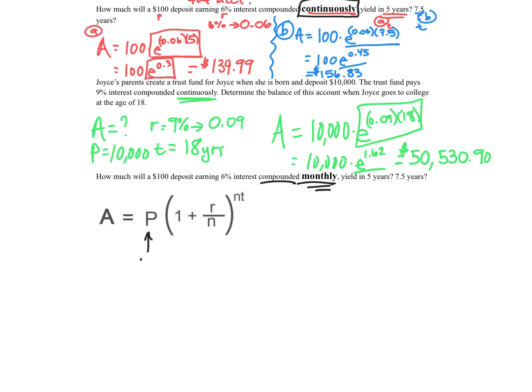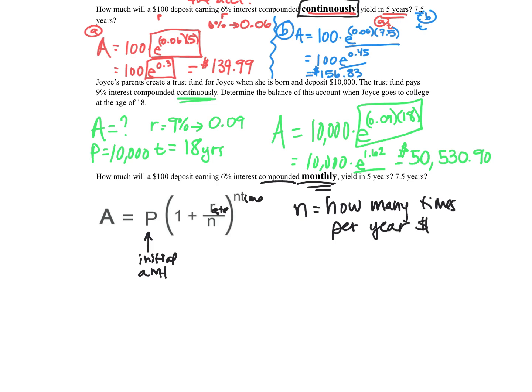P is still your initial amount. R is still your rate. T is still your time. But then what the heck is n? n is how many times per year your money is compounded.